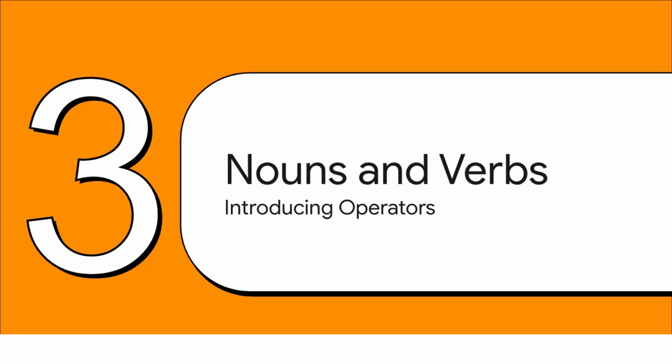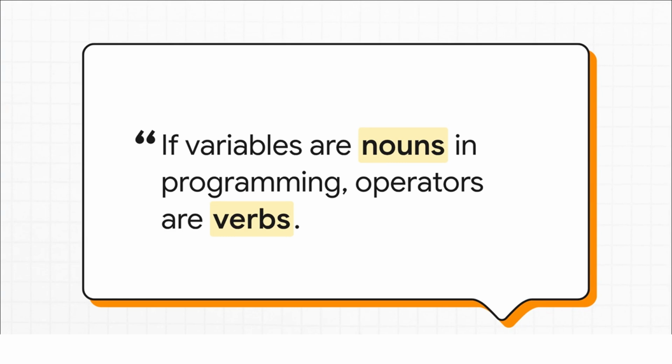All right, so we've got our nouns, the variables that are holding all our stuff. But data just sitting there isn't very useful, is it? We need to do things with it. We need verbs. I absolutely love this quote because it just clicks: Operators are the action words of code. They're the symbols, like plus, minus, or the equal sign, that actually perform operations on our variables.